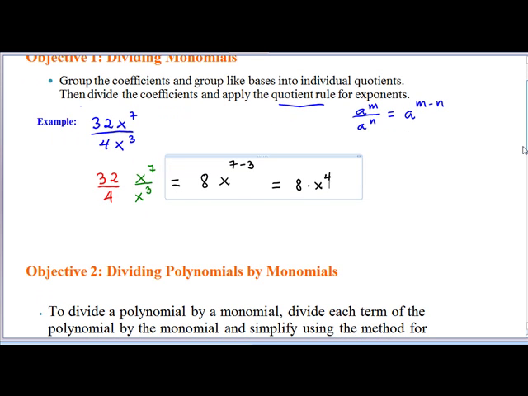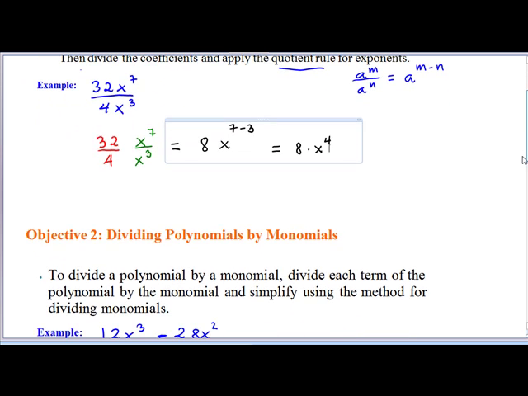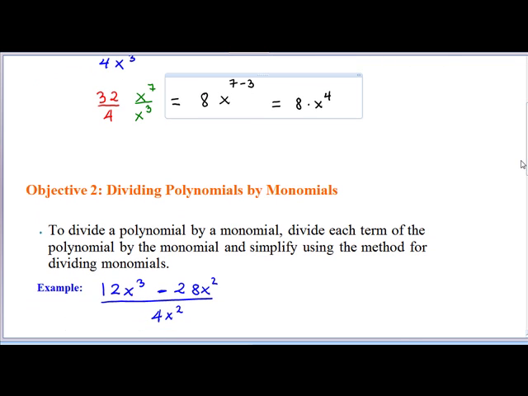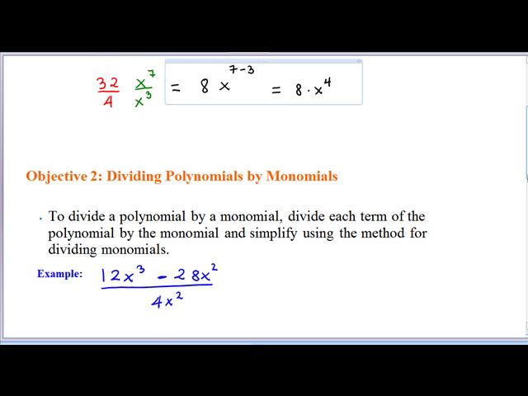Second, we will learn how to divide a polynomial by a monomial. To divide a polynomial by a monomial, divide each term of the polynomial by the monomial and simplify, using the method for dividing monomials. This is a polynomial. Poly means many. This is the polynomial, and this is the monomial. In the denominator, we have the monomial.